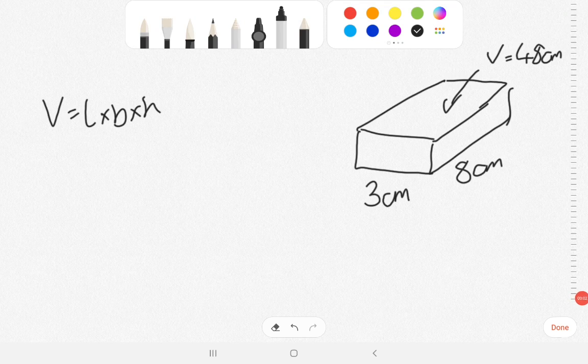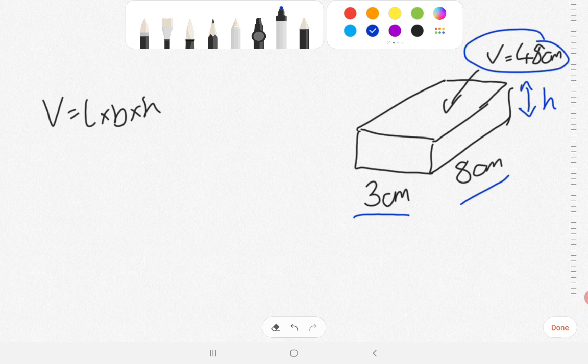Okay, so when we're working out the missing length, in this case, if we look at this example, we're working out the missing height. Okay, so it's a height that we're missing. We know the length is 3, we know the breadth is 8, and we know the volume is 48.